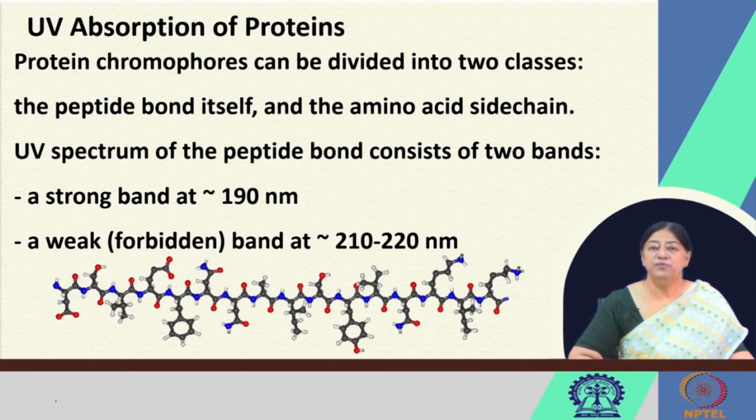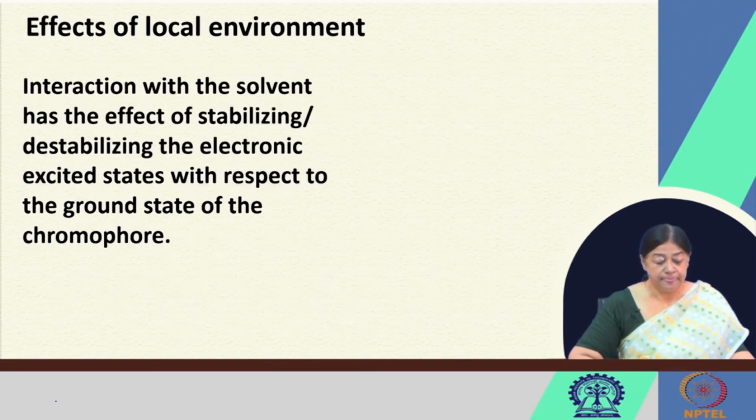So, the protein chromophores that we looked at previously have divisions in terms of the peptide bond itself, and the UV spectrum of the peptide bond consists of these two bands that we looked at, the strong band and a weak forbidden band, that corresponded to specific transitions. But in addition to these, we have the UV presence of the aromatic amino acids that also give us additional absorbance values that are of use in protein chemistry.